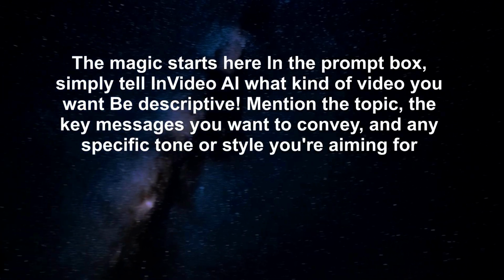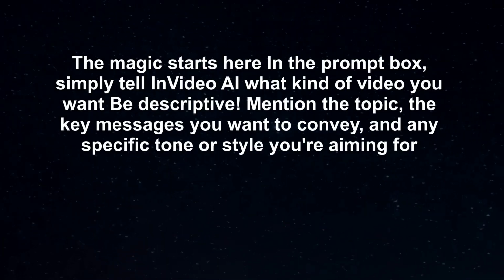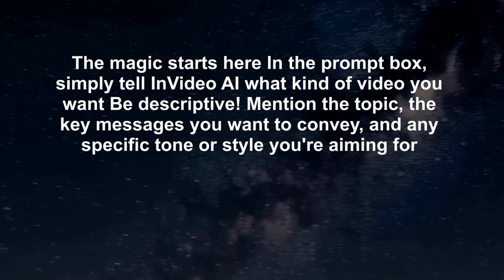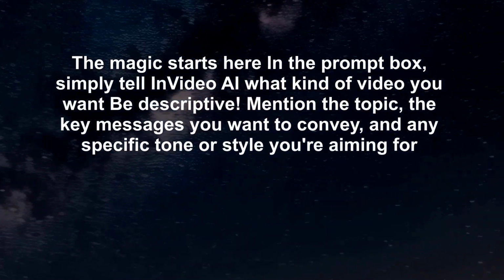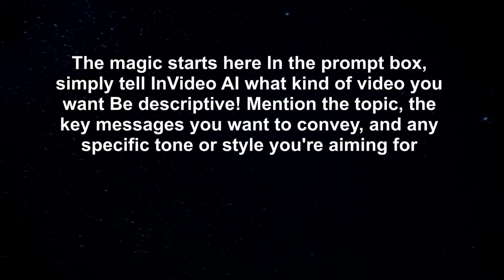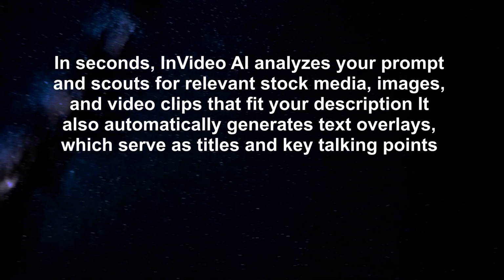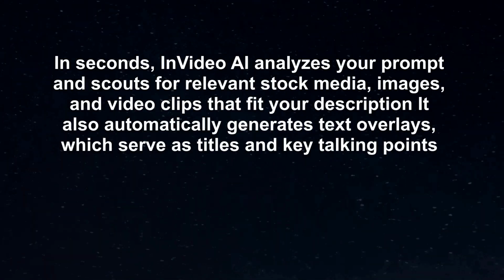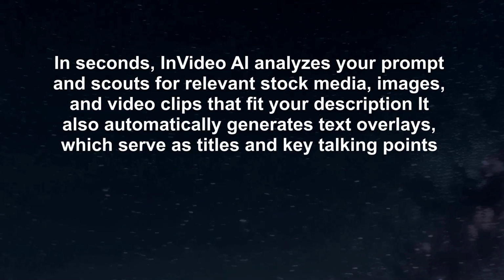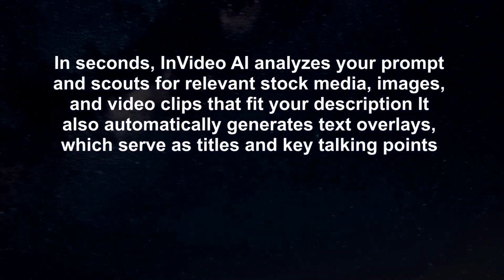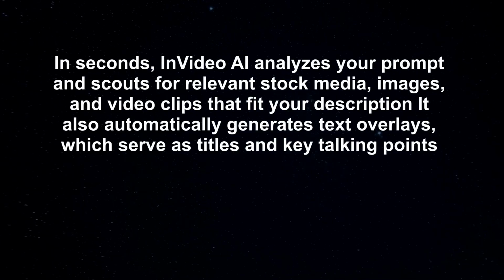The magic starts here in the prompt box. Simply tell InVideo AI what kind of video you want. Be descriptive. Mention the topic, the key messages you want to convey, and any specific tone or style you're aiming for. In seconds, InVideo AI analyzes your prompt and scouts for relevant stock media, images, and video clips that fit your description. It also automatically generates text overlays, which serve as titles and key talking points.